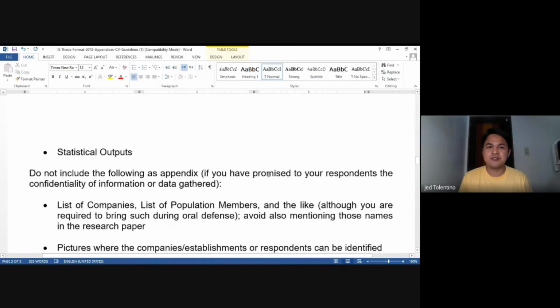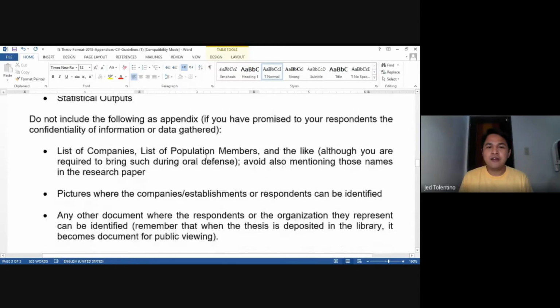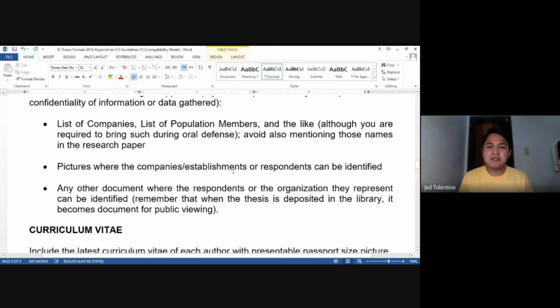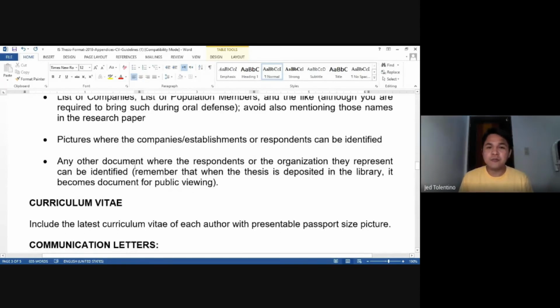And statistical outputs. Do not include the following as appendix if you have promised your respondents the confidentiality of information or data gathered: list of companies, list of population members, and the like. Lalo-lalo na yung mga pangalan ng respondents, bawal yun. Avoid also mentioning those names in the research paper. Pictures where the company's establishment or respondents can be identified, bawal yun, unless nagpaalam kayo. Any other document where the respondents or the organizations they represent can be identified.